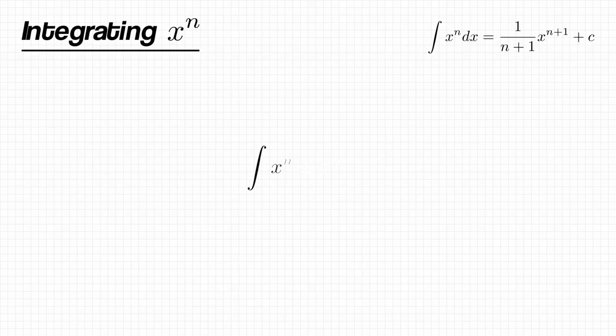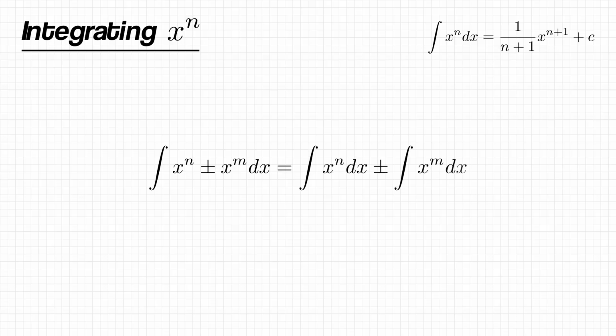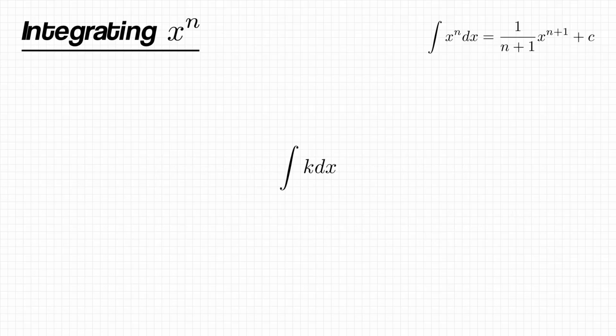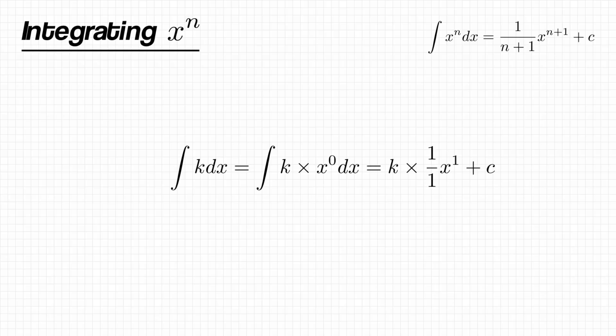Next, let's consider the integral of 2 powers of x under addition or subtraction. Similar to differentiation again, to integrate we can simply integrate the terms separately. The last thing we need to know is how to integrate a constant. We can think of a constant as itself multiplied by 1, and then we can rewrite 1 as x to the power of 0. From here, we can just apply our formula again to get the answer kx plus c.